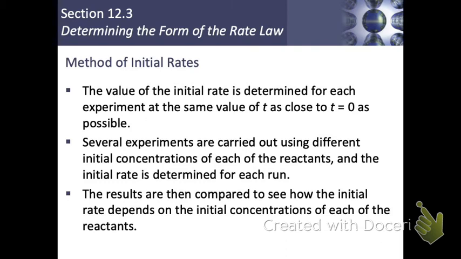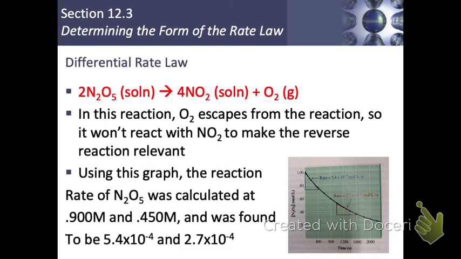So we've got this reaction, 2N2O5, that breaks down to form NO2 and O2. In this reaction, O2 escapes from the reaction, so it won't react with NO2 to make the reverse reaction relevant. So in this case, there is no reverse reaction for us to worry about, but they're still going to collect the data at the beginning, okay? Using this graph, the reaction rate of N2O5 was calculated at 0.90 molar and 0.45 molar.